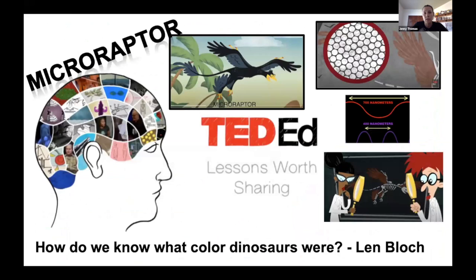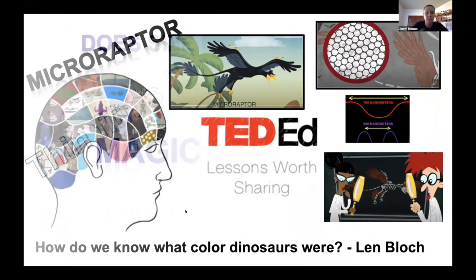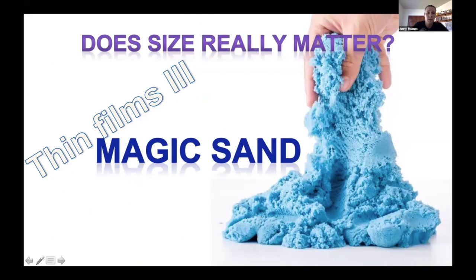How do we know what color dinosaurs were? And it gets into nanostructures. And by looking at the nanostructures in the fossils, they can actually determine the actual color of a particular dinosaur that's extinct. Moving further along, another example of thin films is magic sand.